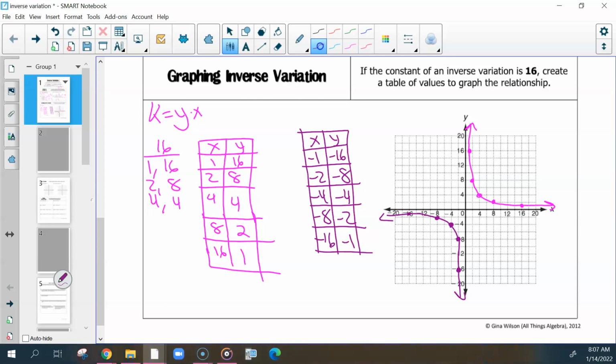So where your direct variation was a line that went through the origin, your inverse variation looks something like this. So anytime you see something that looks like this, automatically that's an inverse. If they're all negative, wouldn't that mean it's positive? The constant is positive, yes.